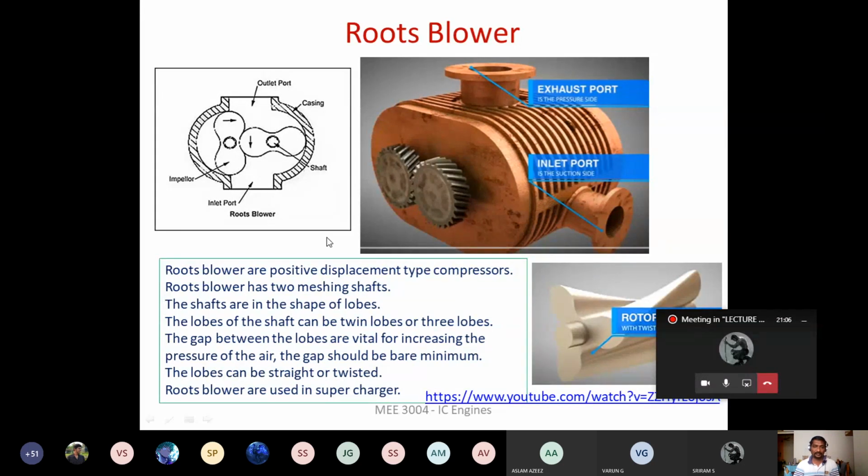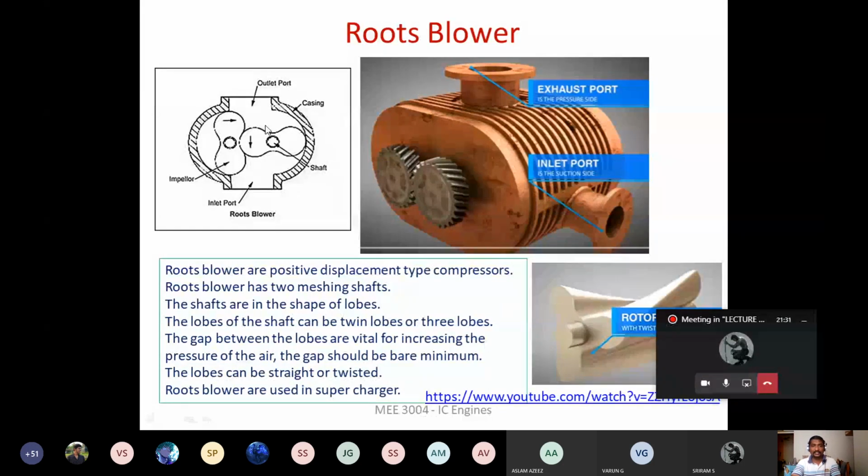Okay. See, the roots blower has two meshing parts, right? Here you can see, right? This is mounted on one shaft. This is on another shaft, and this we call a lobe. Okay. So these two lobes are going to mesh with each other. The lobes will mesh with each other as the compressor operates. When the compressor rotates, these two lobes are going to mesh.